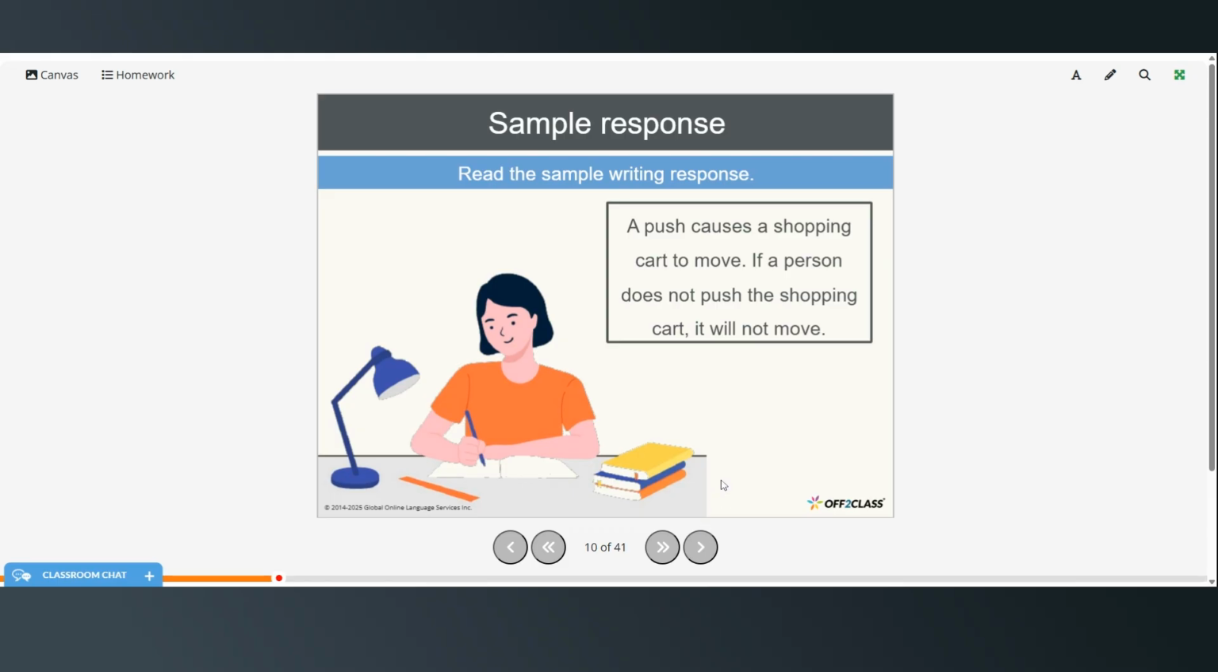And here is a sample response. A push causes a shopping cart to move. If a person does not push the shopping cart, it will not move.